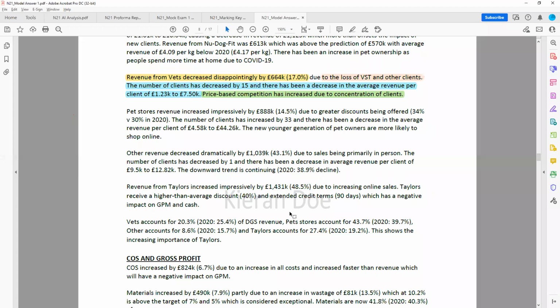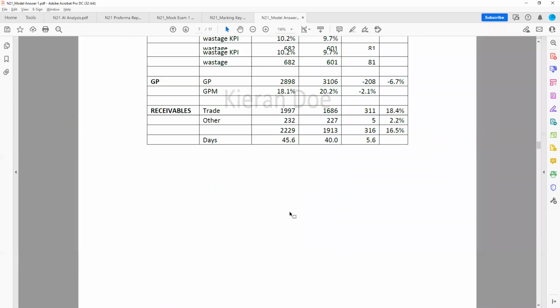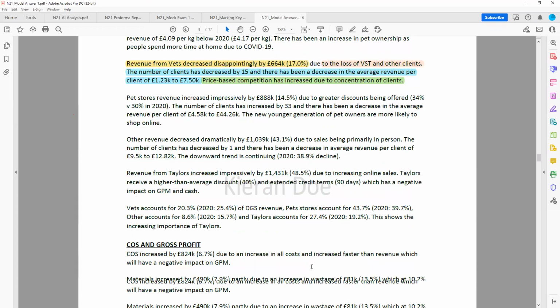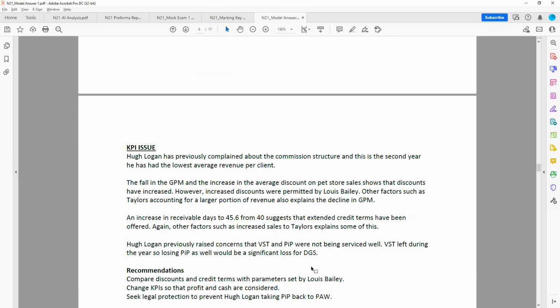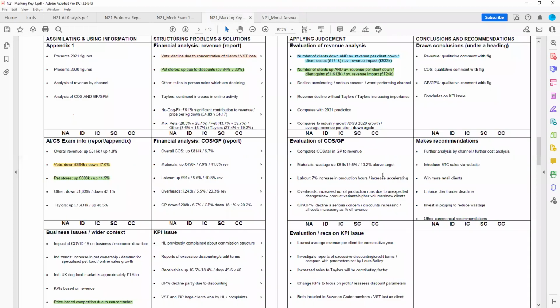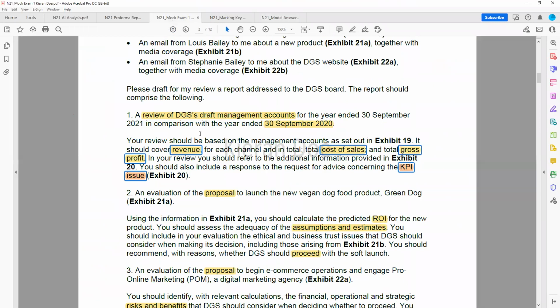I quite often see papers where either the appendix has numbers calculated in it which weren't needed, like admin, distribution, and operating profit. Or perhaps, even worse, or perhaps sometimes both, there's a whole section on operating profit in the report, and there just won't be marks for it, because that's not what the client has asked for. So it's really important that you do that.